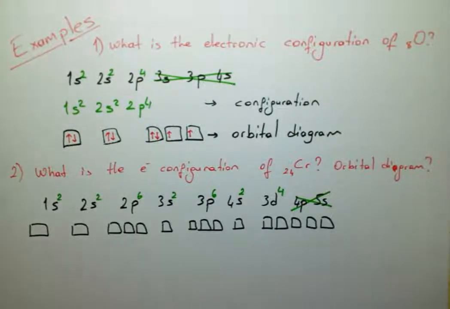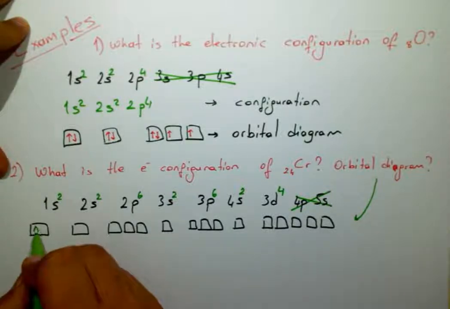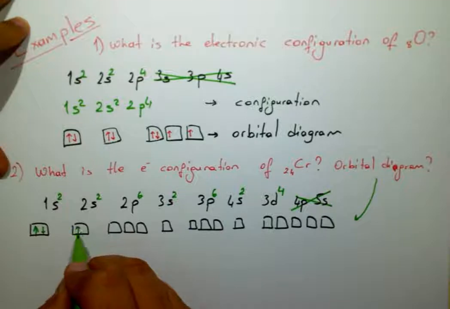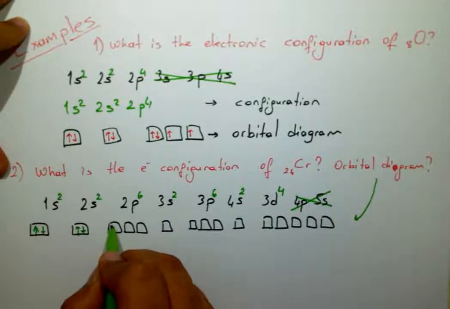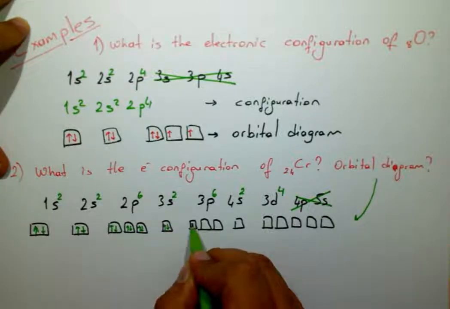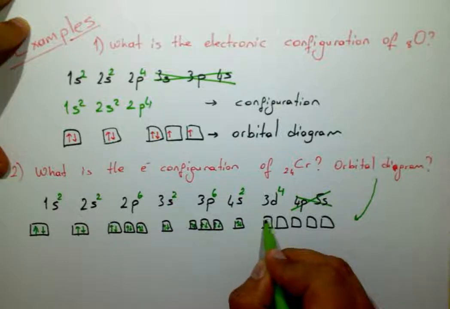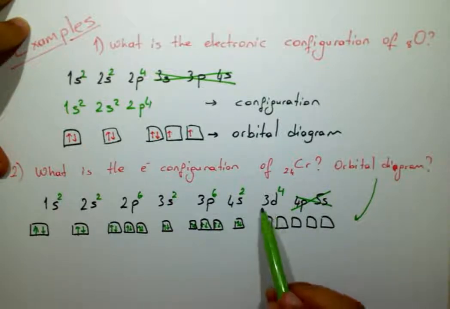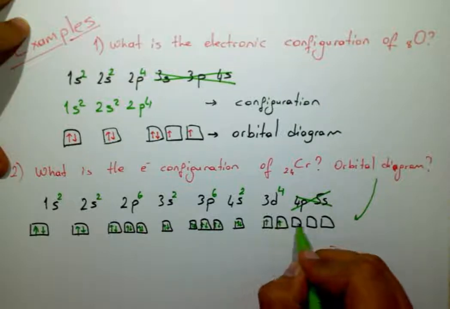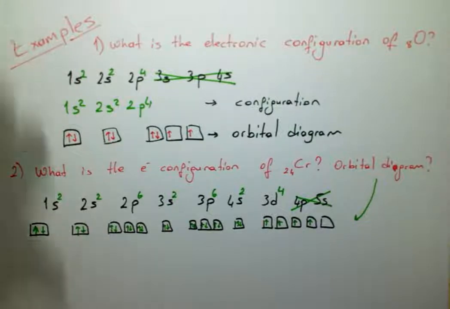And start to fill the orbital diagram. This is our orbital diagram. For 1s it's like this. For 2p it's like this. 3s, 3p, 4s, and be careful, we have 4 electrons for the 3d orbitals, and we are done.